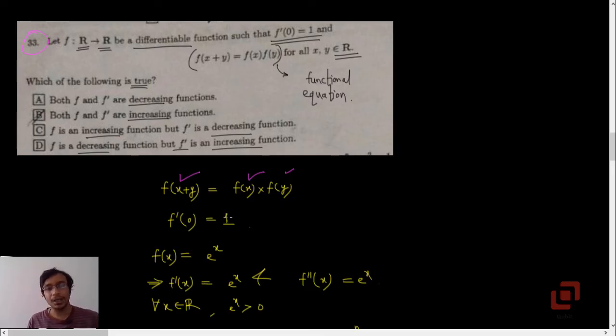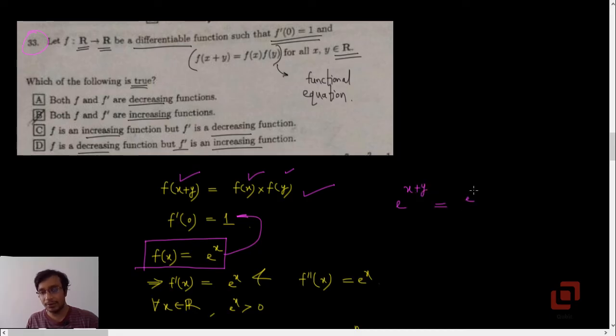Okay, and the function that all of us love is the function e to the power x, the exponential function, because this function has this characteristic that it itself is its own derivative, right? F of x's derivative is f of x itself, and more importantly it also satisfies this condition that the derivative of f at 0 is 1, and it also satisfies this functional equation f of x plus y is equal to f of x into f of y. Correct? This is the law of indices.